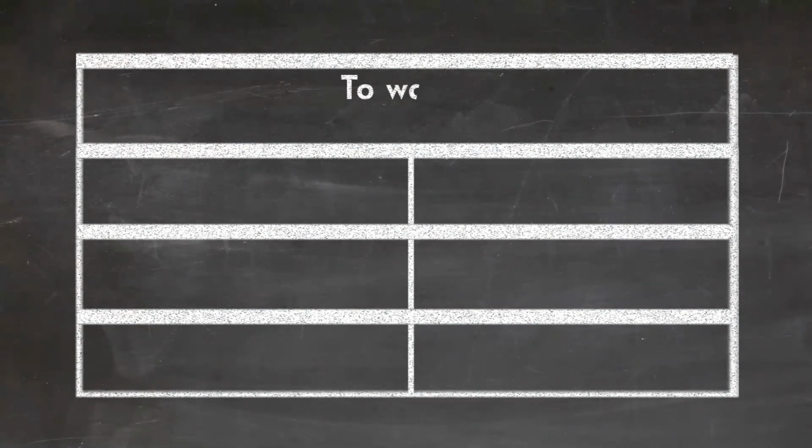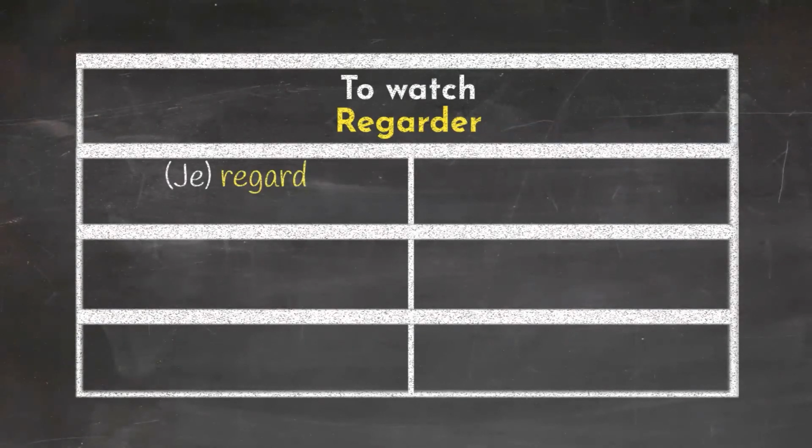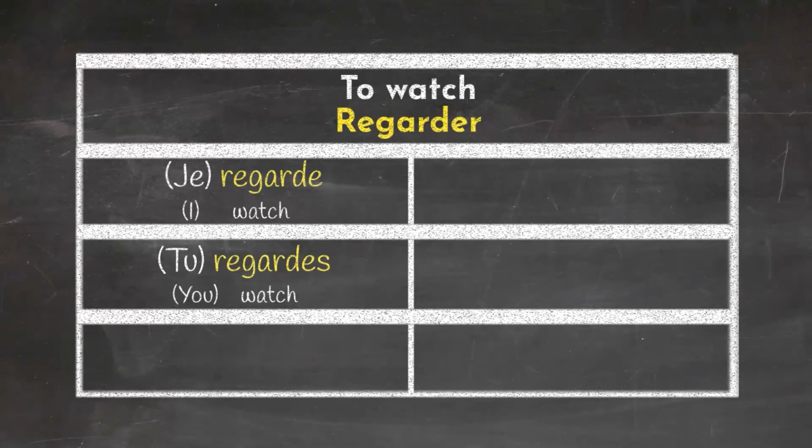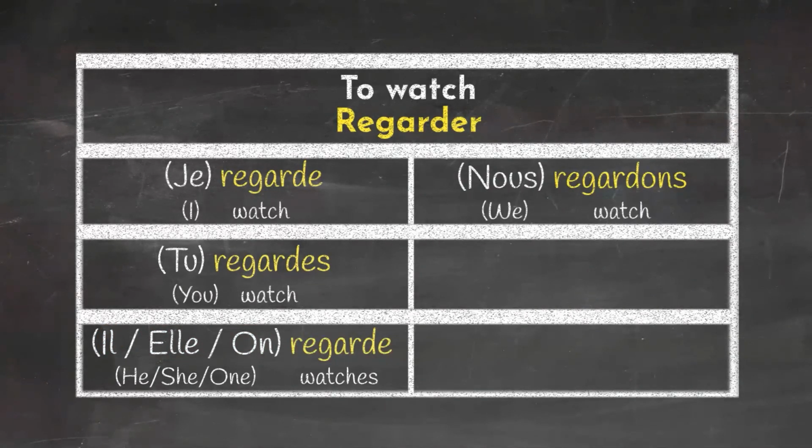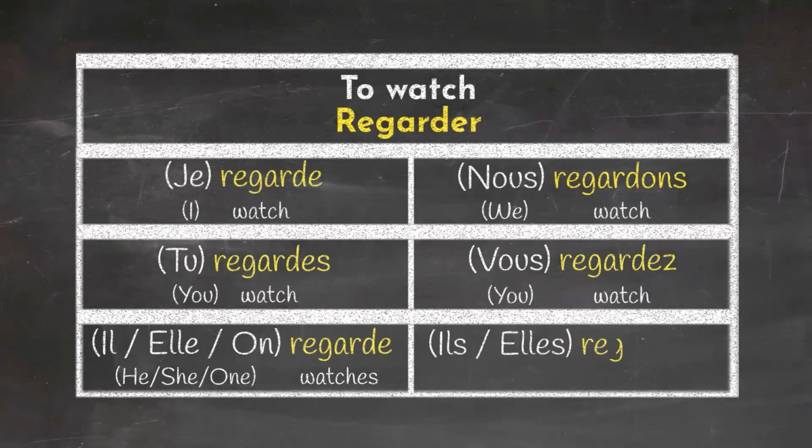Next one, to watch. Regarder. Je regarde, tu regardes, il regarde, elle regarde, on regarde, nous regardons, vous regardez, ils regardent, elles regardent.